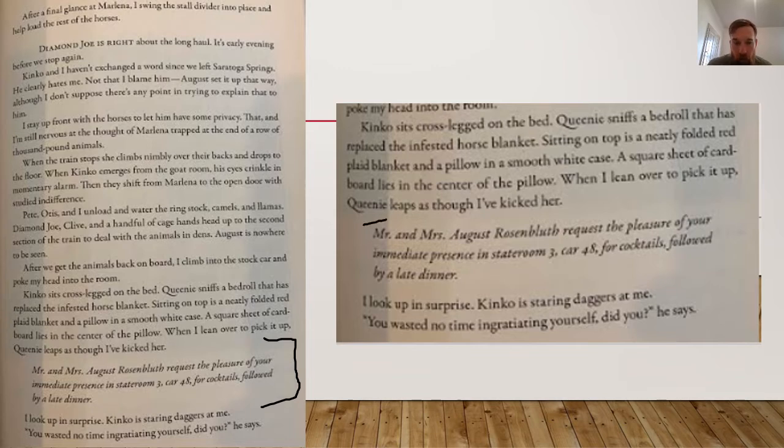So we have this whole phrase, Mr. and Mrs. August Rosenblatt request the pleasure of your immediate presence in stateroom 3, car 48, for cocktails followed by a late dinner.